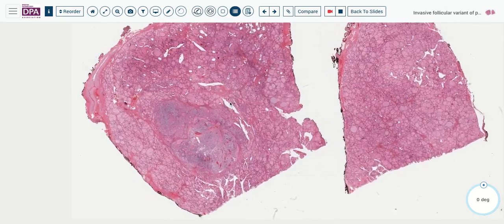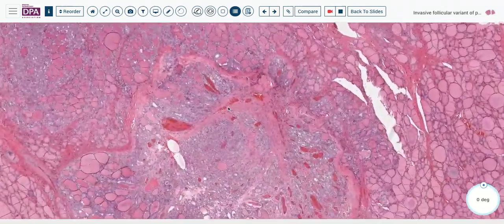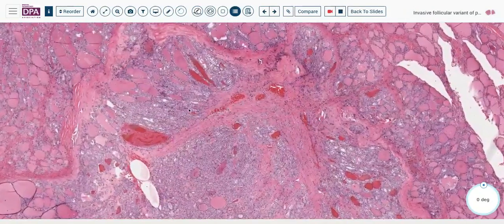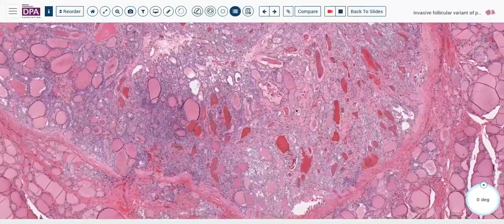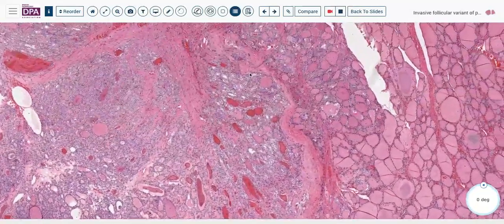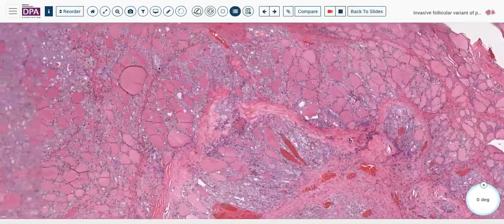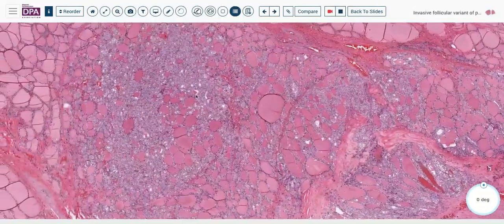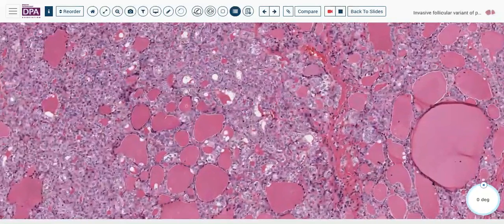Here's another tumor, taking a look at this one. This one is not particularly encapsulated. We've got sort of a sclerotic pattern here. But as we look through this, everything is follicular pattern. There's no papillary structures. Even here, we're seeing, again, that microfollicular pattern.